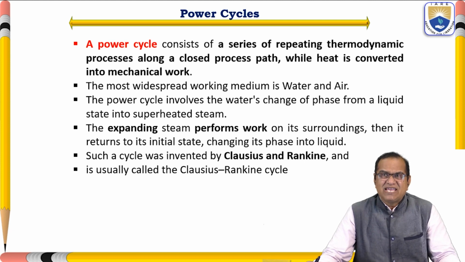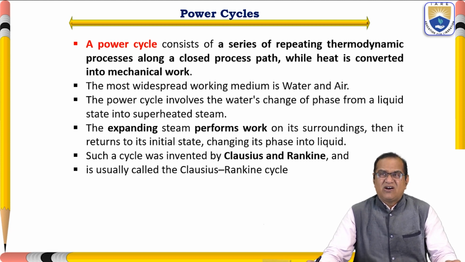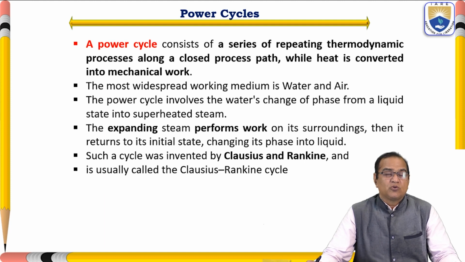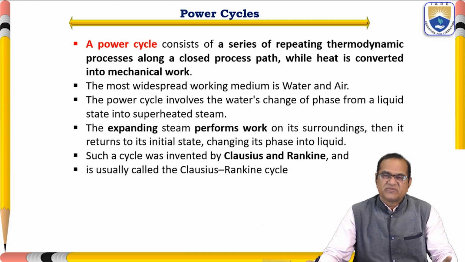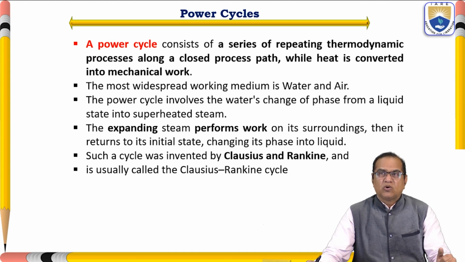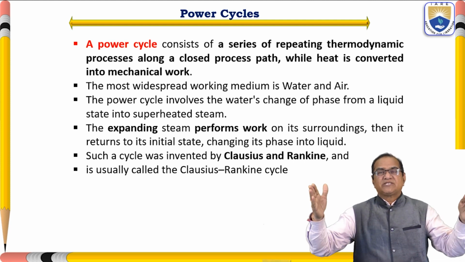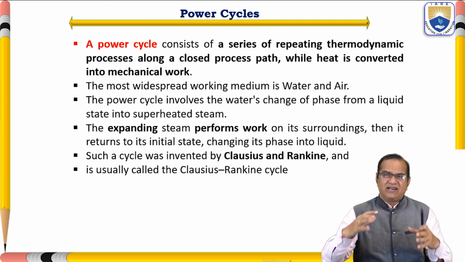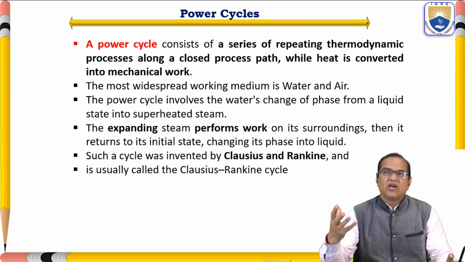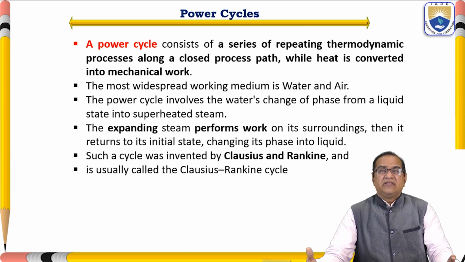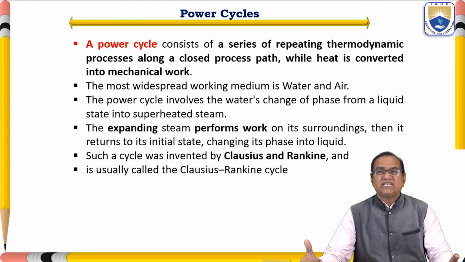The power cycle involves the water's change of phase from a liquid state into superheated steam. So if we are using water, we have to convert this water into steam, and from steam into superheated steam. The expanding steam performs work on its surroundings. As and when this steam expands, whether inside a cylinder or in a turbine or anywhere, we get the work done. Then it is returned to its initial state, changing its phase into liquid.